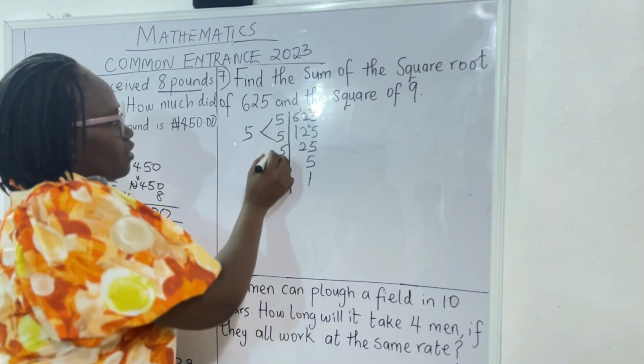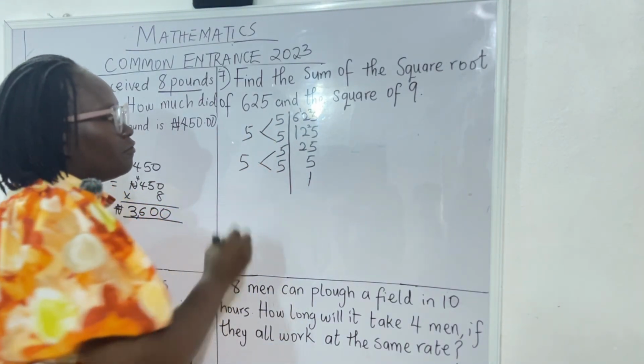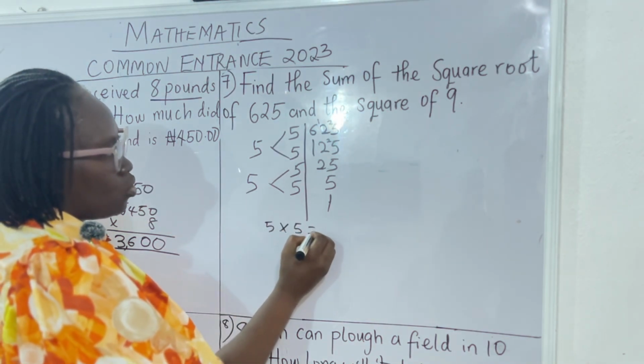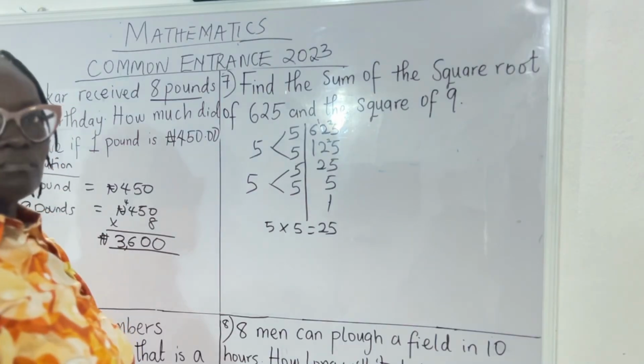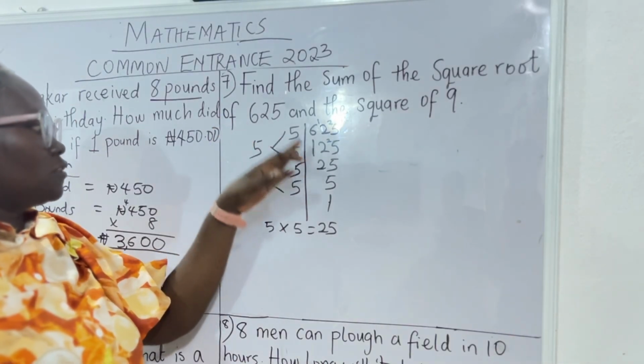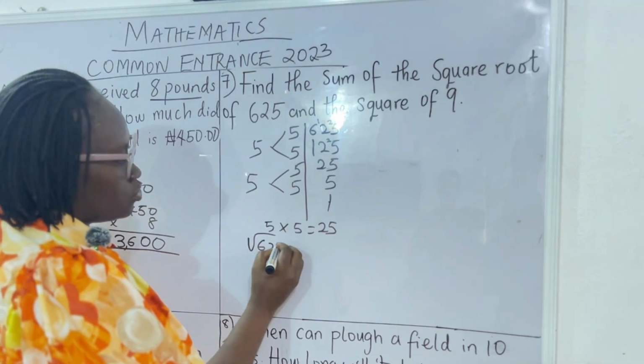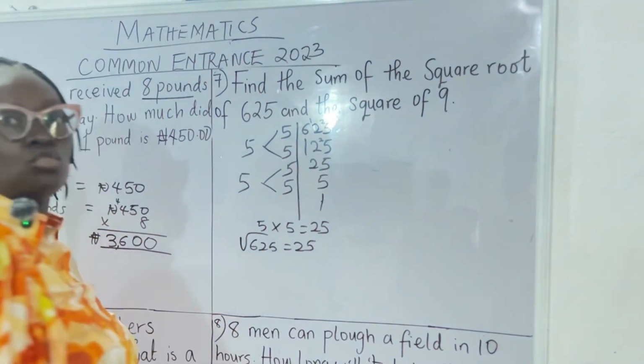So this is 5, and this is another 5. Then you multiply. 5 times 5 is what? 25. So the square root of 625 is 25.